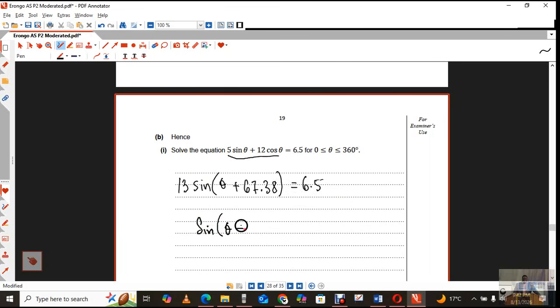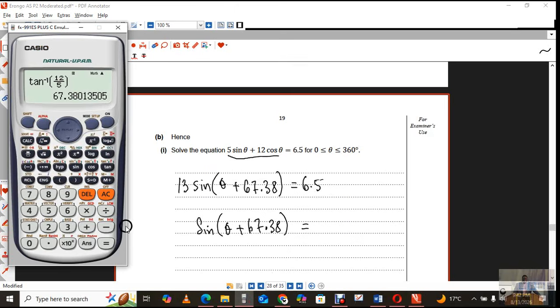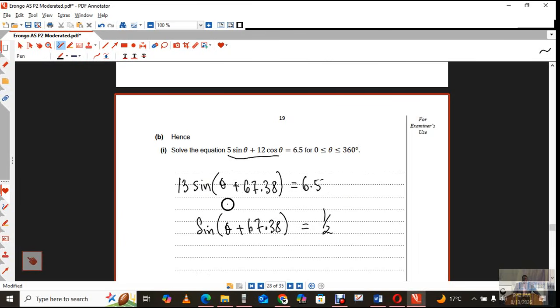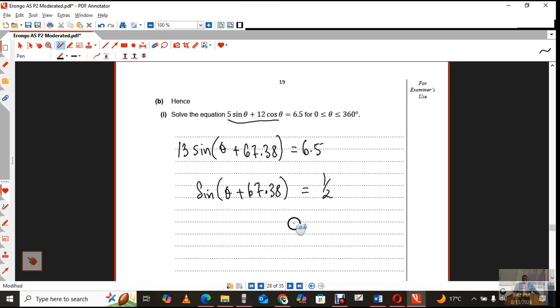Let's just isolate sine first. So that's sine theta plus 67.38. And if you have 6.5 divided by 13, you get a half. Then all of this is going to be the inverse sine of a half. And you should know that the inverse sine of a half is 30 degrees. So you can use your calculator again. Make sure your calculator is in degree mode.